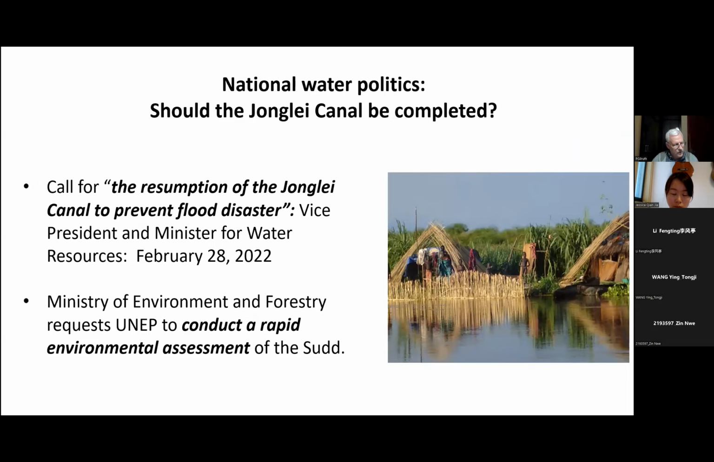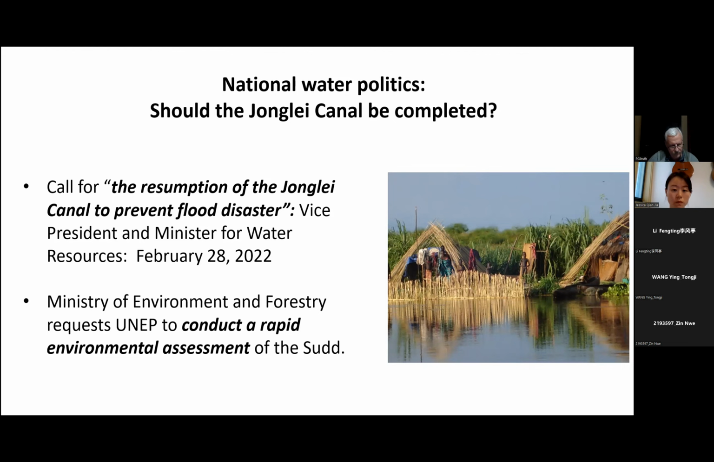So one of the big questions that is being discussed in South Sudan is, should this canal, the Jonglei Canal, be completed? And on one side, there has been a call for the resumption of the Jonglei Canal to prevent flood disaster. And this was earlier this year. The reason why this new initiative is coming forward is because there's been serious problems with flooding, which I'll explain. And the Ministry of Environment and Forestry had requested the United Nations Environment Programme to conduct a rapid environmental assessment of the Sudd, because they were concerned that some infrastructure would be put in place without considering the environmental consequences.